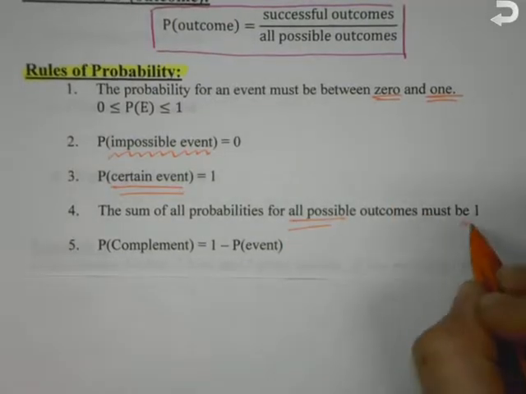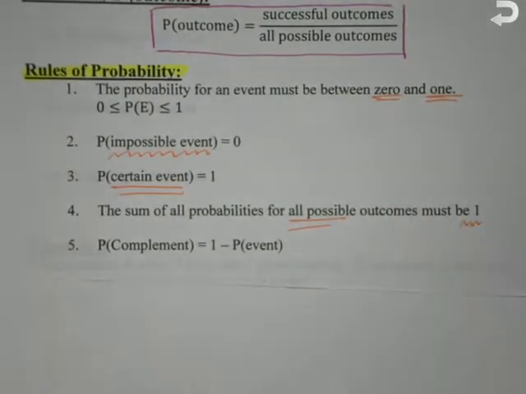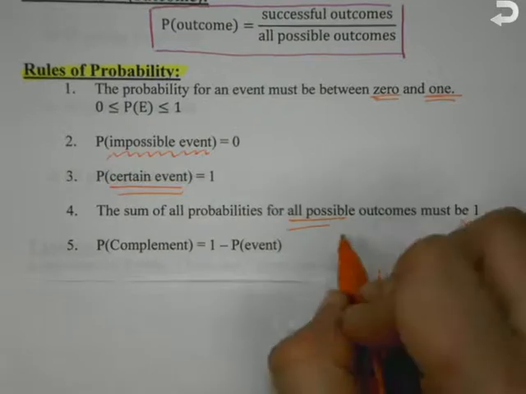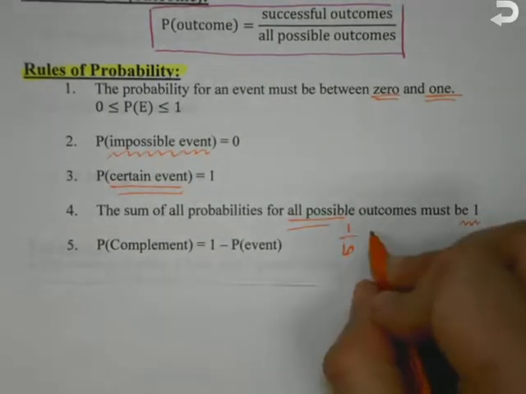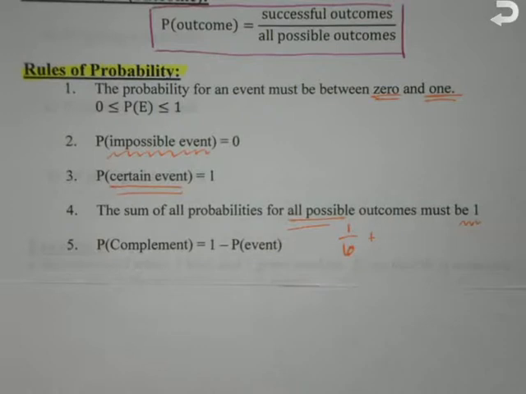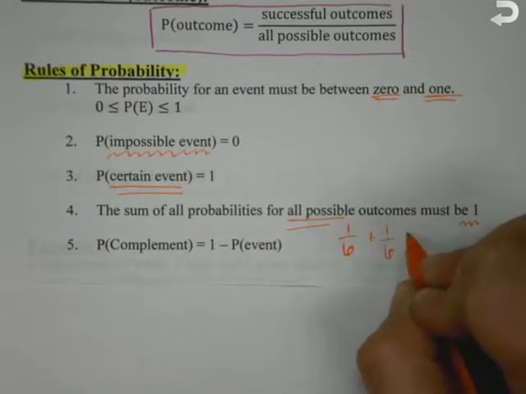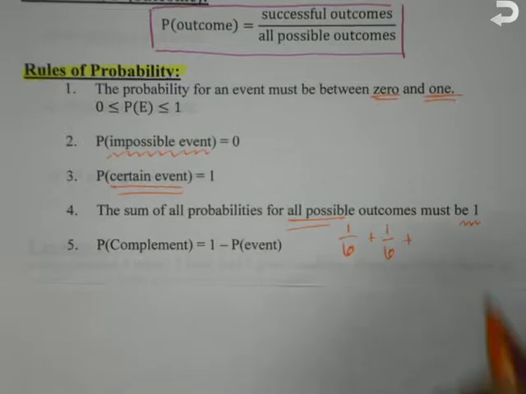When you are adding up all possible outcomes, your probability should always come out to 1. So the example I use is a 6-sided dice. If I'm rolling a dice, what is the probability of rolling a 1? 1 out of 6. Now that's not all possible outcomes, is it? No, what's another outcome? Rolling a 2. What's the probability of rolling a 2? 1 out of 6. What's the probability of rolling a 3? 1 out of 6. You guys get the idea?